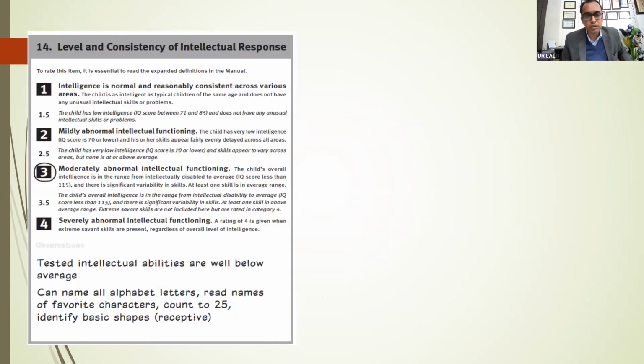So, level and consistency of intellectual response in this scale tested. They have already done the intellectual abilities. In this child, IQ scoring was done, which was well below average. That is why they have mentioned that tested intellectual abilities were well below average. He can name all alphabet letters, read names of favorite characters, count to 25, identify basic shapes, receptive. So they have given a score of 3 in this child. Probably they gave this score because they had already done the IQ testing, and the IQ testing for this child was below average.